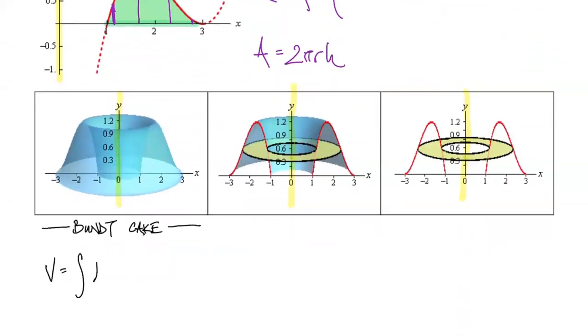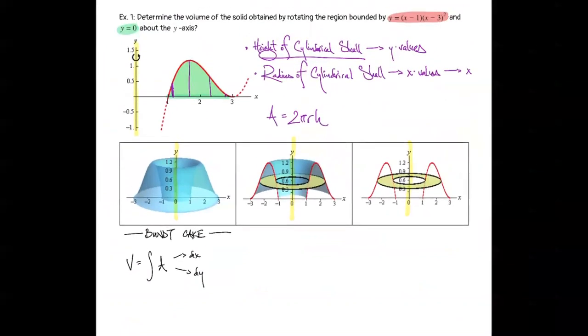Volume equals the integral of area dx or dy. All right. Now we're going to ask ourselves the same question, even though the purple lines represent something different than they did in the disk method or the washer method. The question we're going to ask ourselves is, all these purple lines that we drew, are they stacking along the x-axis or along the y-axis? Yeah, all of these purple lines are stacking along the x-axis. This means that my integral will be dx.